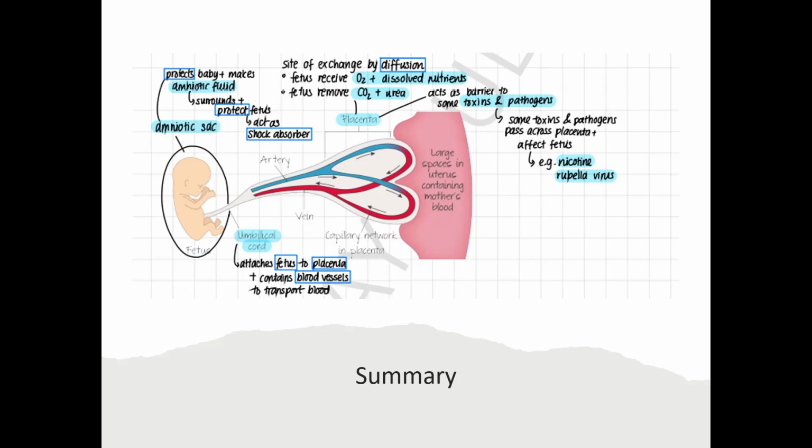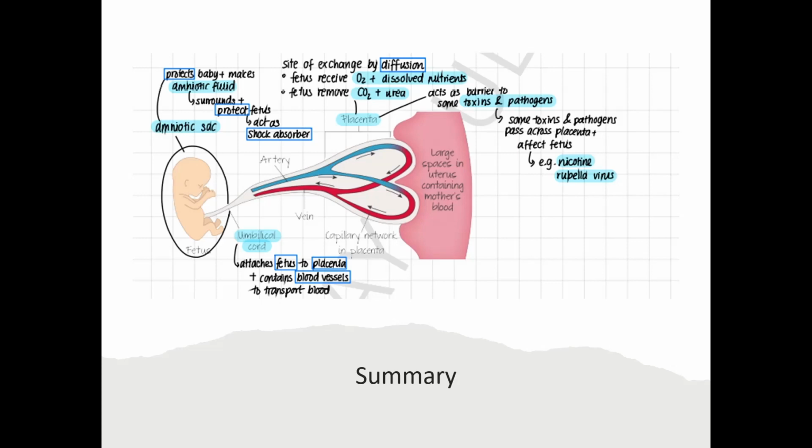And the site of exchange of diffusion, remember, the capillaries of the arteries and veins, the fetus receives the oxygen plus dissolved nutrients, and the fetus removes O2 and urea. So again, what they mostly do here is diffusion, and the placenta acts as a barrier from toxins and pathogens. Some toxins can pass across the placenta and affect the fetus, such as nicotine. Nicotine comes from smoking. That's why pregnant mothers cannot smoke. Otherwise, it will affect the baby.